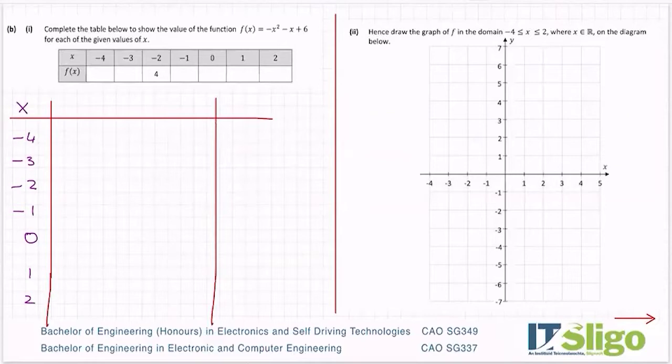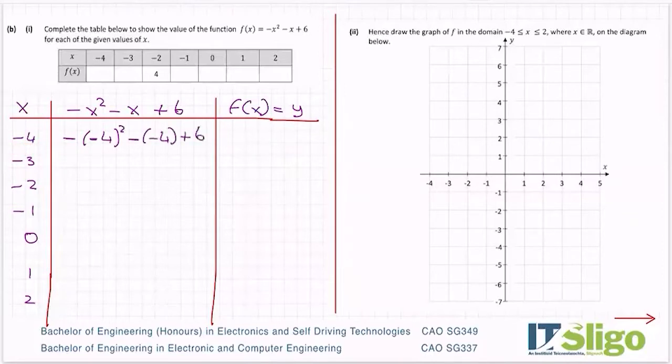Okay, my function goes in the middle. So -x squared minus x plus 6. And then my f of x, which is the same as y, goes out here. Okay, and what you do is these x values you write down here, you sub them in. So this one here becomes, instead of x, I put in the -4 that's over here, squared minus -4 plus 6. Okay, you put that into your calculator and the answer goes here.